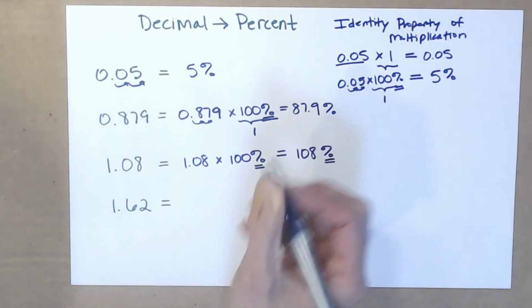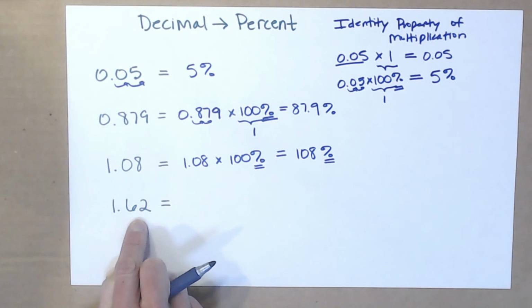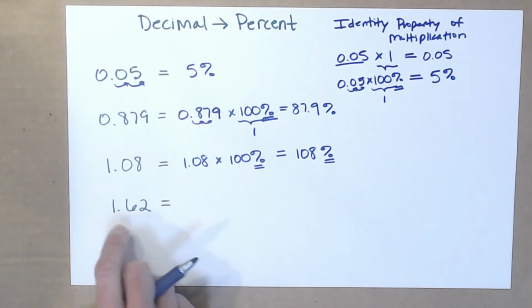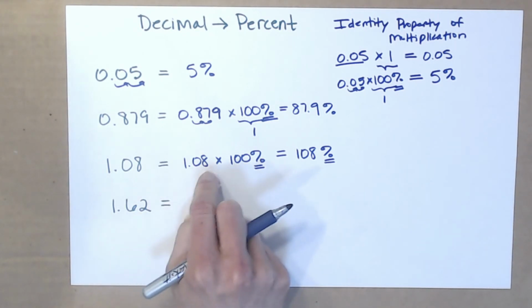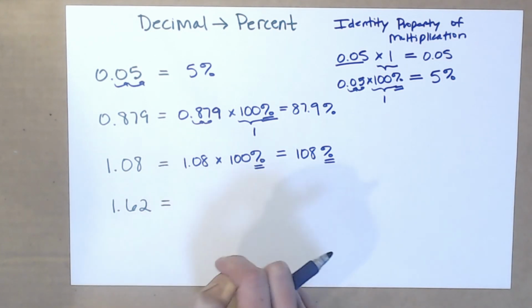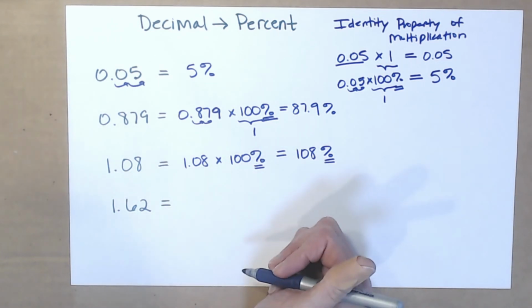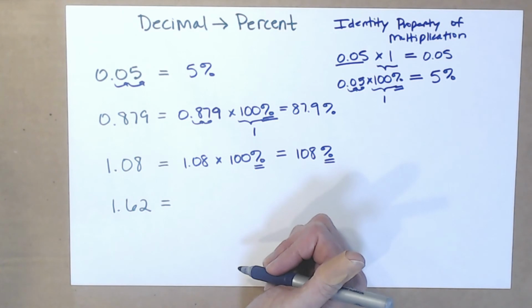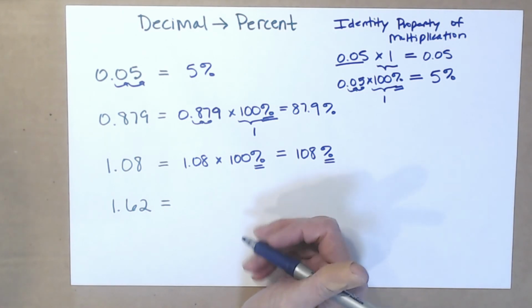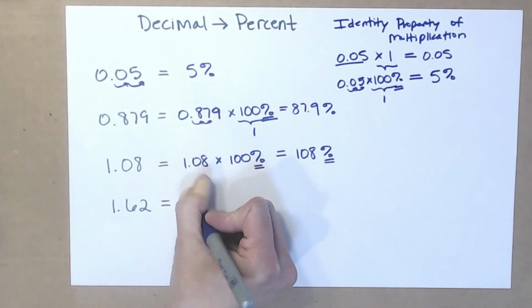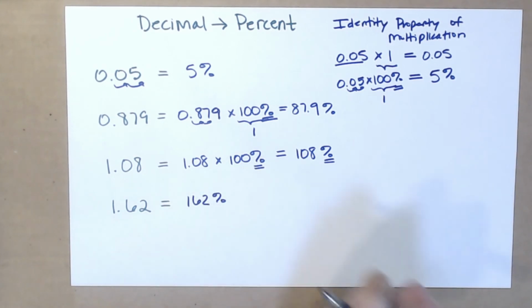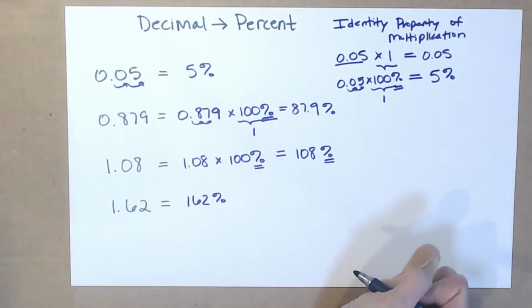They are equivalent. Now for this last one, let's just think about applying our rule without writing out this step. So 1.62, we think that's a decimal. We want to change it to a percentage. So we multiply by 100%. We move the decimal 2 to the right, and we add a percent sign. And we've made that conversion.